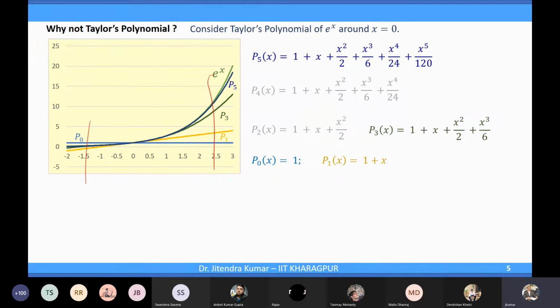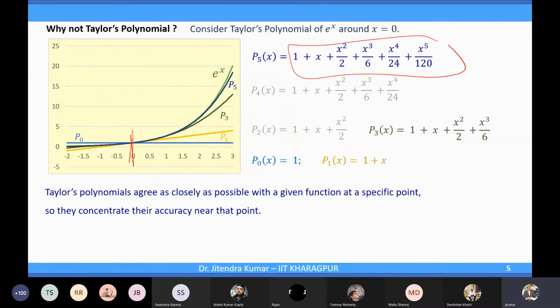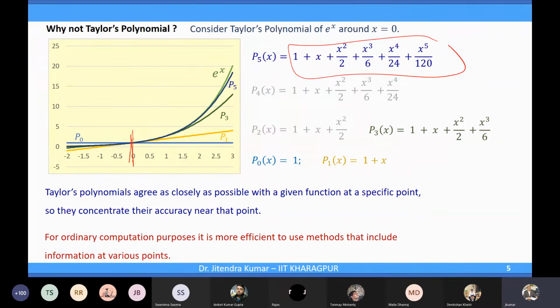So the point here is that in Taylor's approximation, your polynomial passes through only this one point, and in the vicinity of it you have the accuracy of the approximation. As you go far, your polynomial is not very accurate. So the accuracy is concentrated near the point where you have considered this expansion.